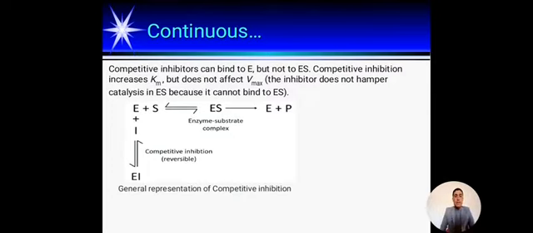Here, in the general representation of competitive inhibition, we can see the competitive inhibitors can bind to the enzyme but not to the enzyme-substrate complex. Therefore, competitive inhibition increases Km but does not affect Vmax.